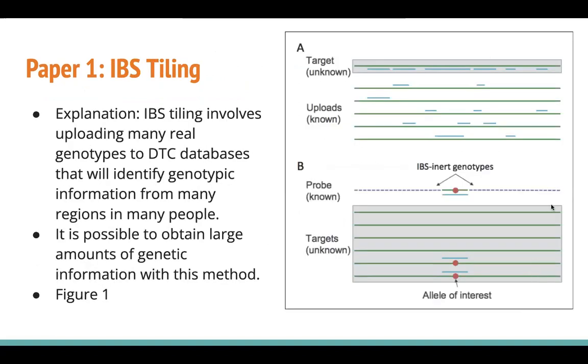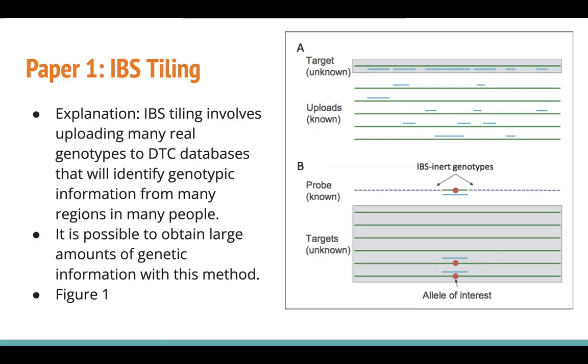And so IBS tiling involves uploading many real genotypes in order to identify genotype information from many regions and many people. And so pretty much this means that a user can upload multiple genotypes, including genotypes that are in the public domain, rather than uploading just the entire thing. And so for each IBS segment that is reported, the adversary gains a small amount of genetic information about a target genome in the database. Through this method, it is possible to obtain large amounts of genetic information.